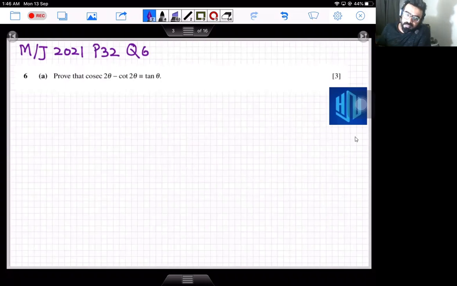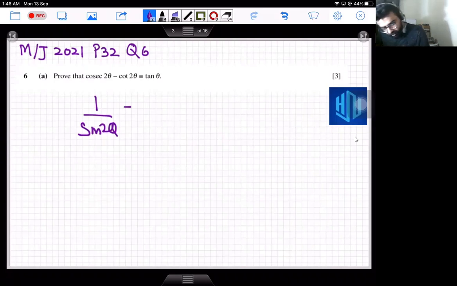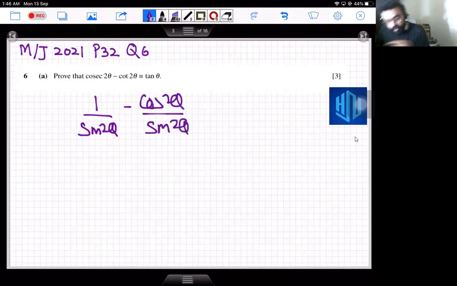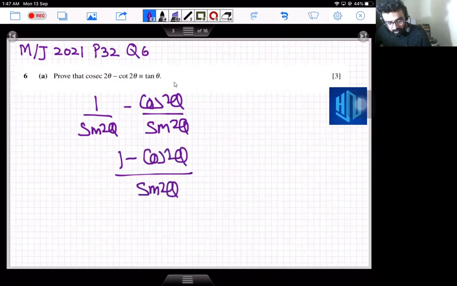Now, since you know the fact that in place of cosec theta, you can write 1 over sine theta, we can say that in place of cosec 2 theta, we can write 1 over sine 2 theta. And in place of cot 2 theta, you can write 1 over tan 2 theta, but you can write cos 2 theta over sine 2 theta as well. Now, since sine 2 theta is a common denominator under both of these terms, these two separate fractions can be expressed as one single fraction, which is 1 minus cos 2 theta divided by sine 2 theta.